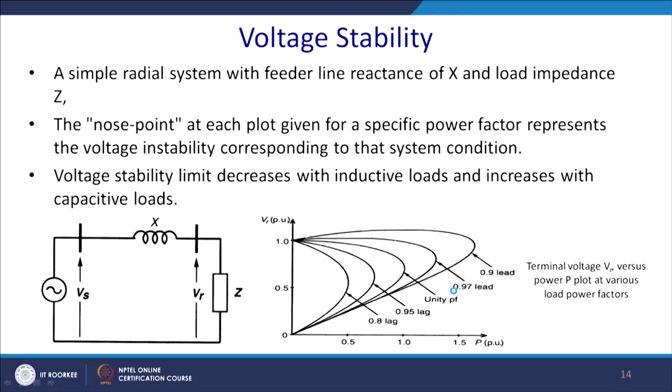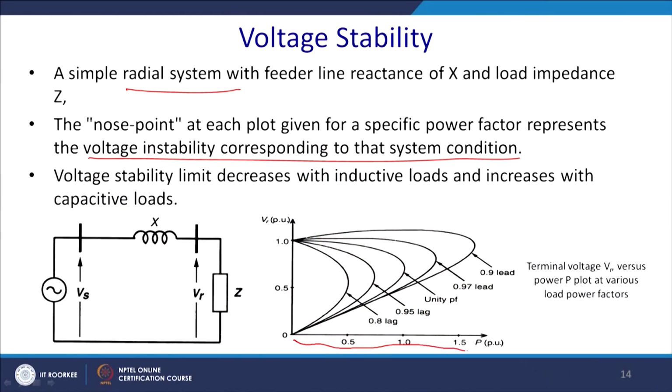Now, let us see how a shunt device can stabilize the voltage. So, let us consider a linear network, a simple radial system with feeder reactance X. The nose point of each plot is given a power factor, represented by the voltage instability corresponding to that system condition, and the voltage stability limit decreases with inductive loads and increases with capacitive loads.